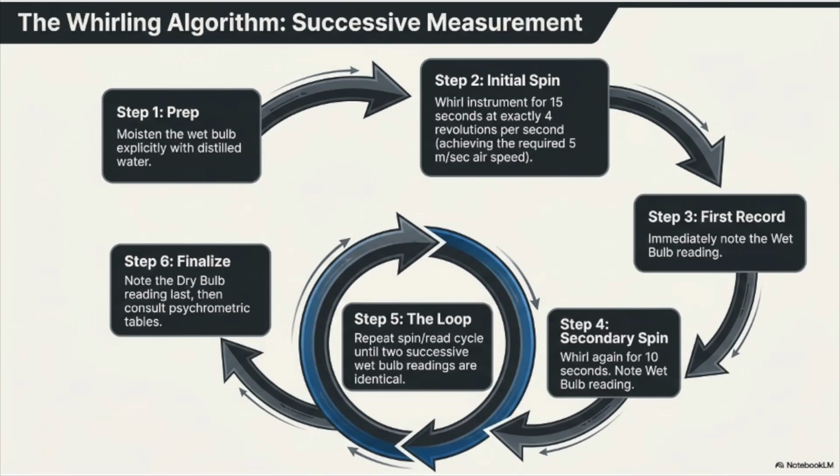Step 4 is a secondary spin, whirling again for 10 seconds and noting the wet bulb reading once more. Step 5 is the loop, repeating this spin and read cycle until 2 successive wet bulb readings are identical. And step 6 is finalization, noting the dry bulb reading last, then consulting psychrometric tables to determine the final humidity value.